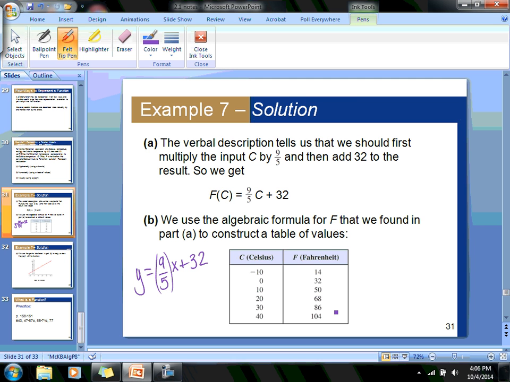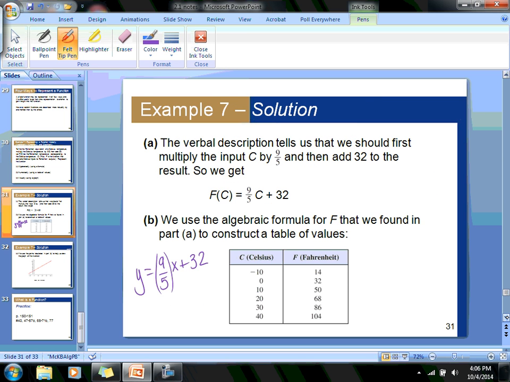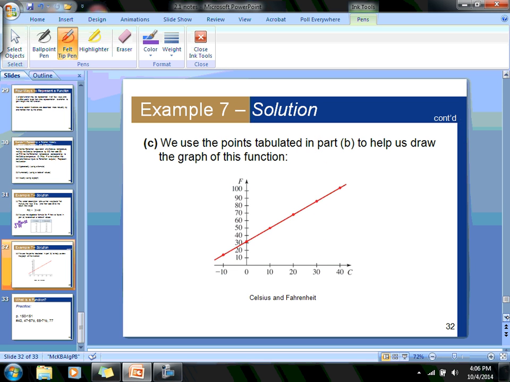Now it doesn't tell us how many values we need in our table. I'd say at least 3 to 5 probably. Here they just show 6. But again, this is just another way to represent this same function. And the last part, part C, was to visually represent this function. So that means we're going to take this table of values and we're going to graph that data. So if we had 0 degrees, that would get us to 32 degrees. And then they have plotted their 6 points that they had in their table of values.